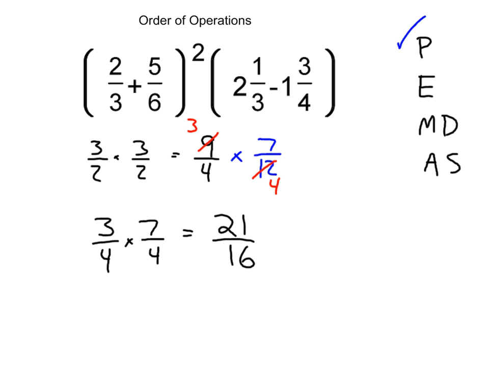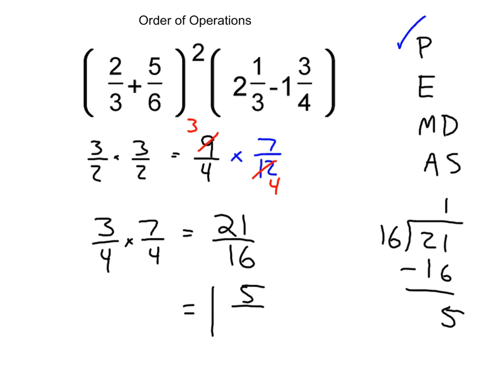Now we want to change this to a mixed number. So 16 goes into 21 once. And 1 times 16 is 16. And now we subtract. 21 minus 16 gives us a remainder of 5. So this is 1 and 5/16.